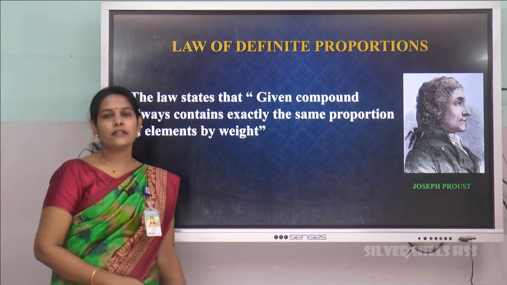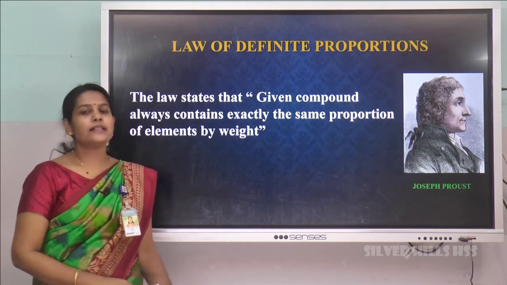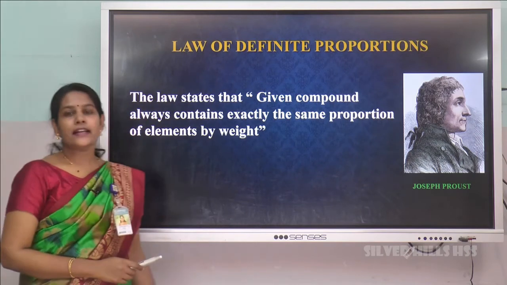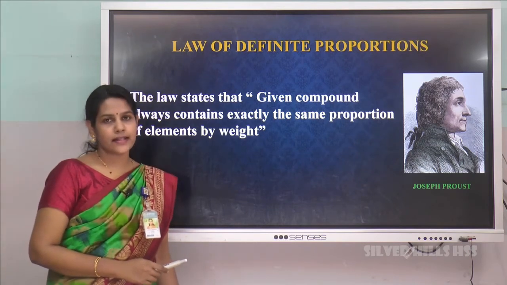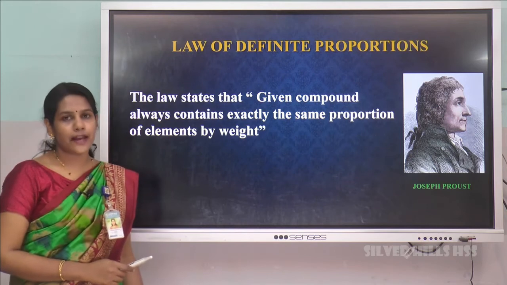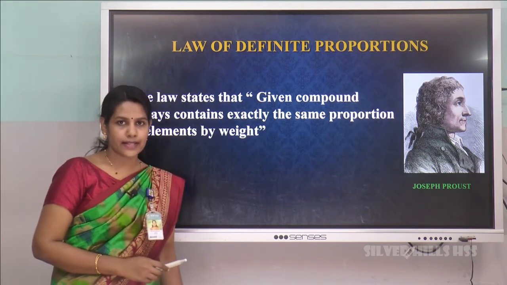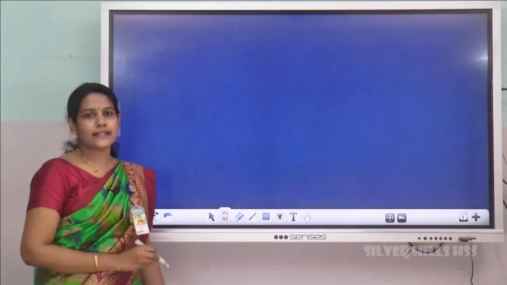Our next law is the law of definite proportions. This law was given by Joseph Proust. The law states that a given compound always contains exactly the same proportion of elements by weight. So let us illustrate this with examples. Consider the first example.